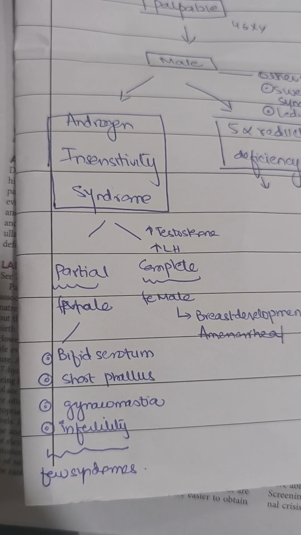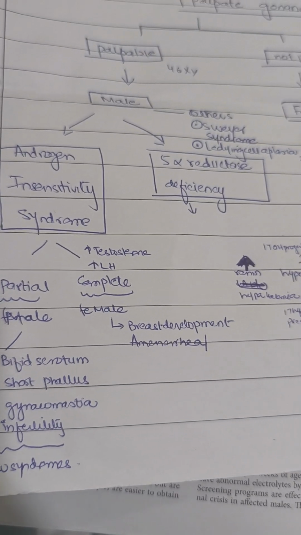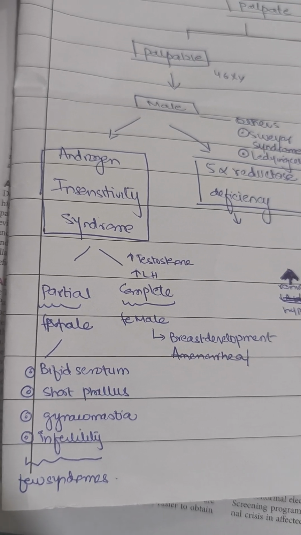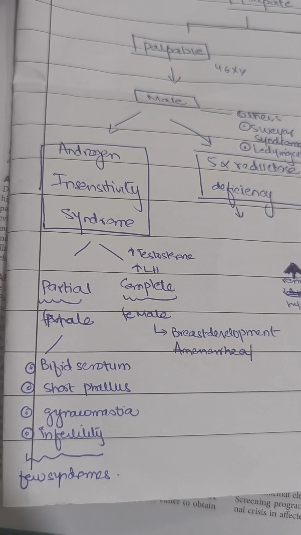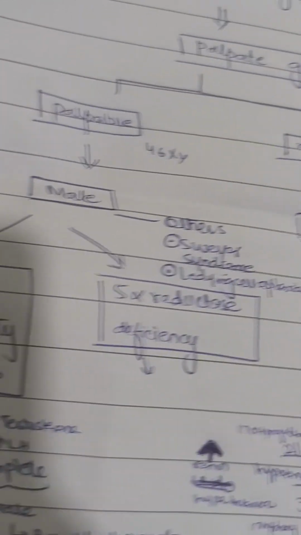maintained. The complete androgen insensitivity syndrome presents as a female with breast development, but there is a history of amenorrhea. In the case of partial insensitivity syndrome, there is bifid scrotum, short phallus, gynecomastia, and infertility. A few syndromes are also associated with this.